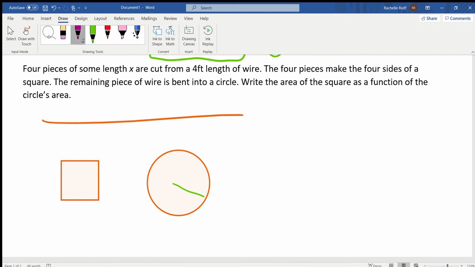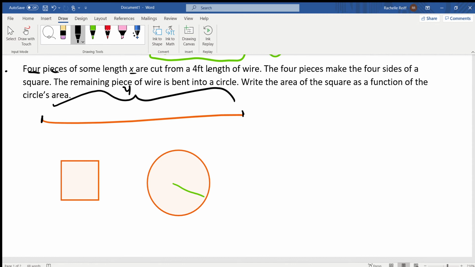Okay, you know what? Before I even read, I always have to break up word problems. So before I even move on, let's just focus on that one sentence. So it says 4 pieces of some length x. Okay, here's a length of wire. I've drawn that length of wire right here, and I know that that's a 4-foot long piece. And now I'm saying 4 pieces are cut from it.